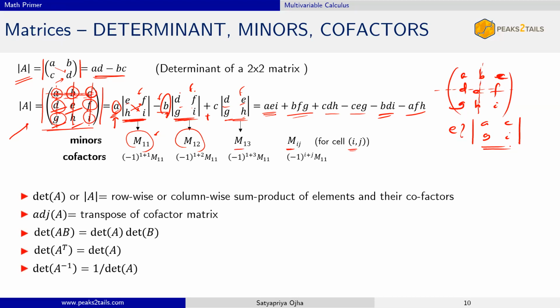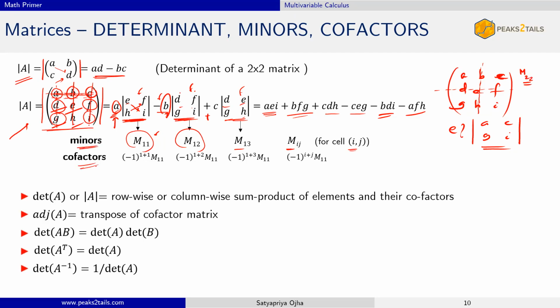The minor is the determinant of the remaining entries that you get by covering the row and the column associated with the particular entry. Clear? Yes, in this example, this is M22, correct. Now, I hope minor is clear.